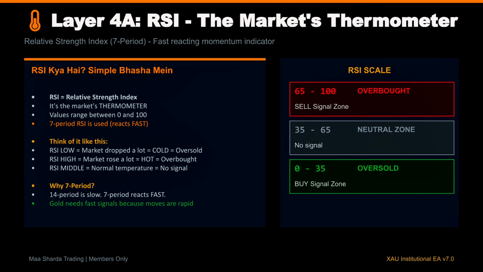Layer 4A is the RSI, a fast-reacting momentum indicator, acting as the market's thermometer. We use a 7-period RSI because gold moves rapidly. A reading between 65 and 100 is overbought, potentially a sell signal. Between 0 and 35 is oversold, potentially a buy signal. The neutral zone, 35 to 65, gives no signal.